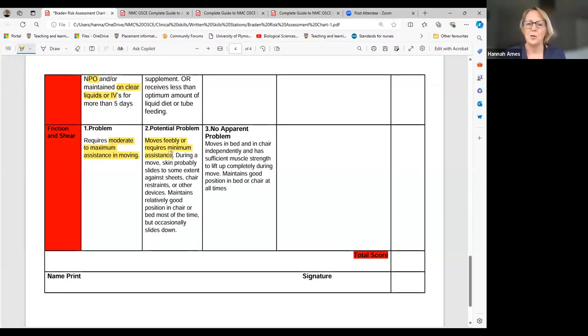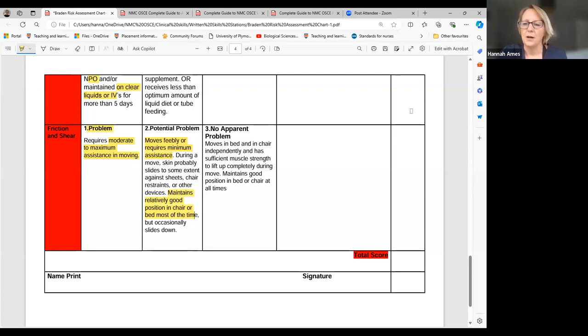So 2 is they do move, but it's quite feeble, or they require some minimum assistance. But they do maintain a good position in the chair most of the time, and you only slide down in the bed or the chair occasionally. So if it says your patient is constantly sliding down the bed and needing repositioning with 2 members of staff, that would put them in that number 1. If it says that they just move down occasionally but maintain a good position in the bed or chair, that would put them in a number 2. And 3, this is the only one that's scored out of 3. There's no problem. They can move independently in the bed and the chair, and they've got muscle strength to lift themselves up and to maintain that good position as well.